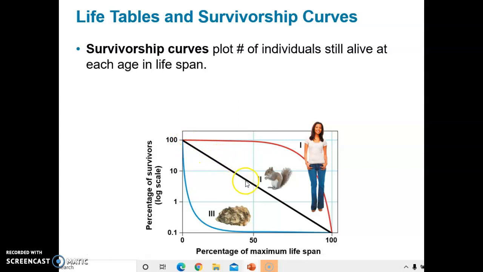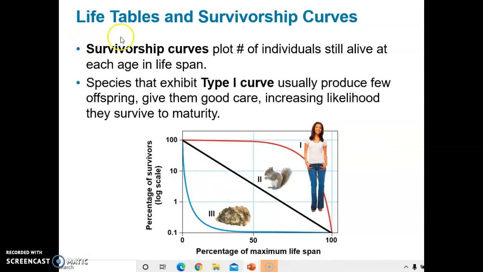Type 2, a straight line, is characteristic of some mammals. And then type 3 is basically the opposite of type 1, and that's characteristic of, this is an oyster, also things like insects that produce many, many young that die relatively early. Species that exhibit the type 1 survivorship curve usually produce few offspring and give them good care, and that increases their likelihood that the offspring will survive until maturity.